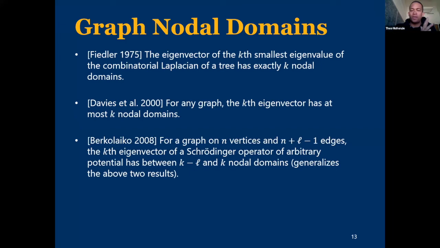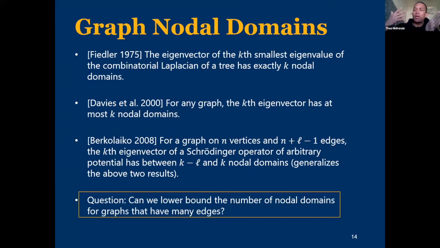Okay, so thinking about these results, we have this general upper bound on the number of nodal domains, and we have a lower bound, but the lower bound gets weaker as we add edges. With this last result, every edge that we add, the result gets weaker. So a question is, can we lower bound the number of nodal domains for graphs that have many edges?